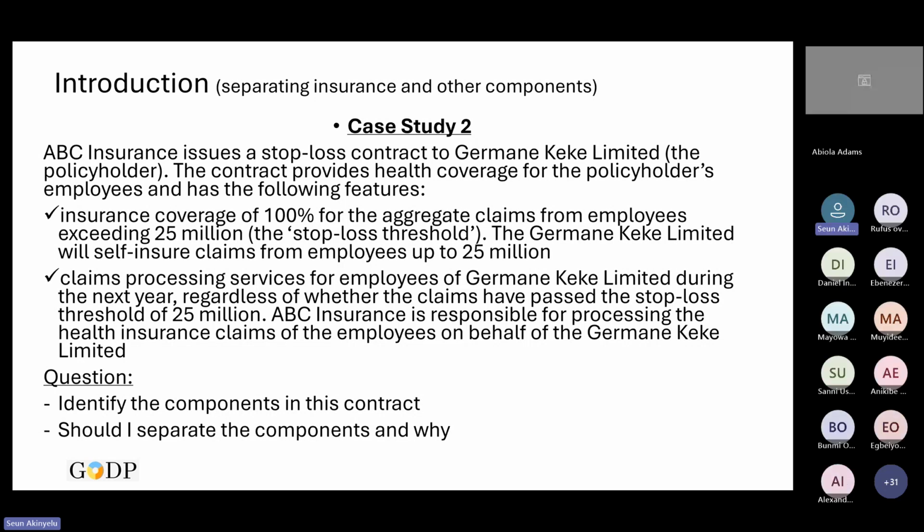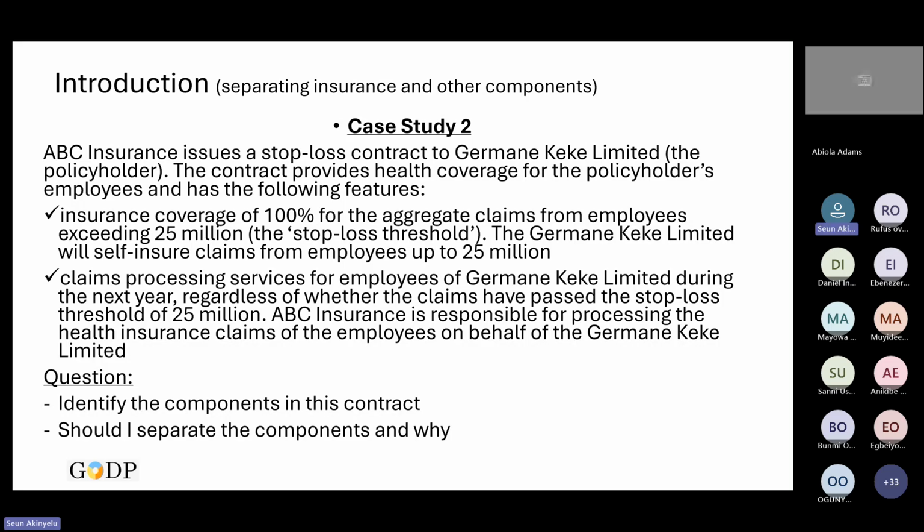ABC Insurance issues a stop loss contract to Germain Keke Limited. That's the policyholder. The contract provides health coverage for the policyholder's employees and has the following features. 1, insurance coverage of 100% for the aggregate claims from the employees exceeding 25 million, meaning that anything that is less than 25 million, ABC Insurance will not pay it. Germain Keke Limited will self-insure claims from employees up to 25 million. It's now anything above 25 million that ABC Insurance will pay for.